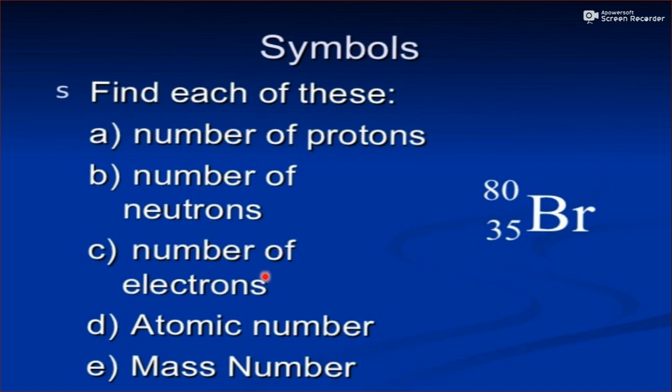Number of electrons. As this one is an atom, and I told you in an atom the number of protons and the number of electrons are the same. So number of protons is 35, because these are equal to atomic number. So in the same way, number of electrons is also 35. Atomic number is always written at the bottom, that's why it is 35. Mass number is always written on the top, that is 80. So we can easily understand this with the help of this symbol. I hope you understand this.